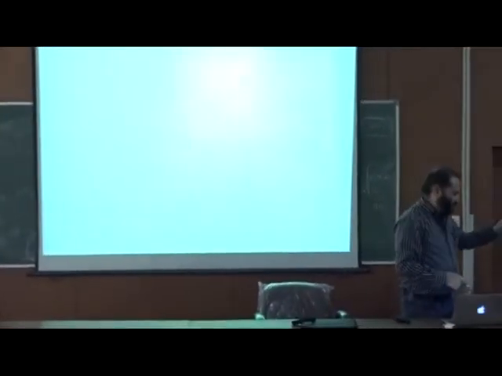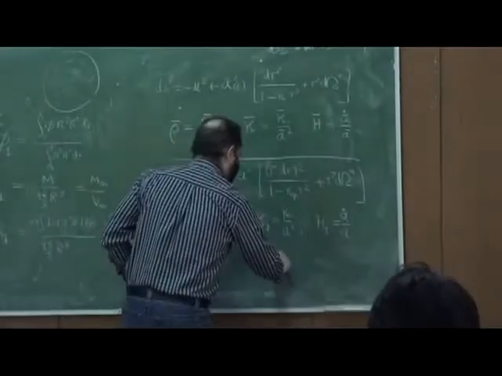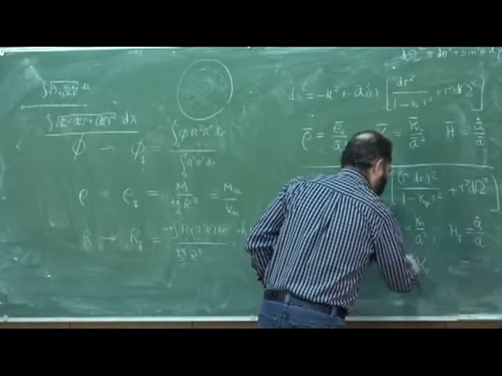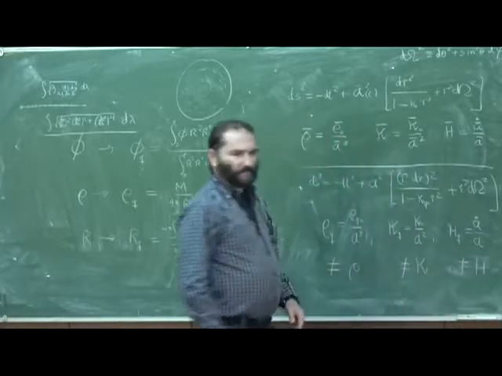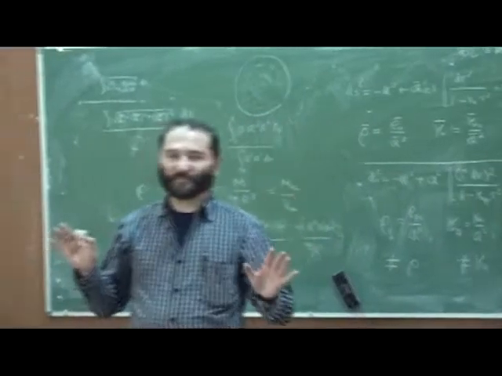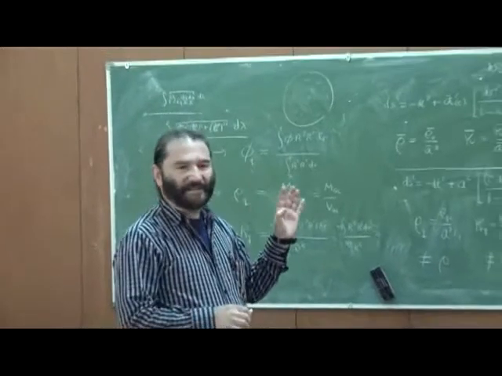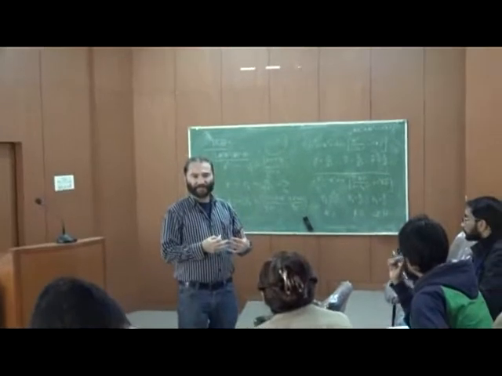So notice first thing, that this is very important. Rho Q is not rho. This is not K. And this is not H. Very important. These are all quasi-local. This is not the density. The quasi-local density is not the density, etc.